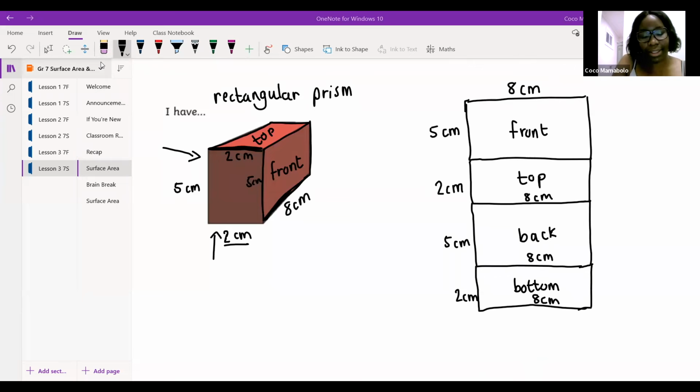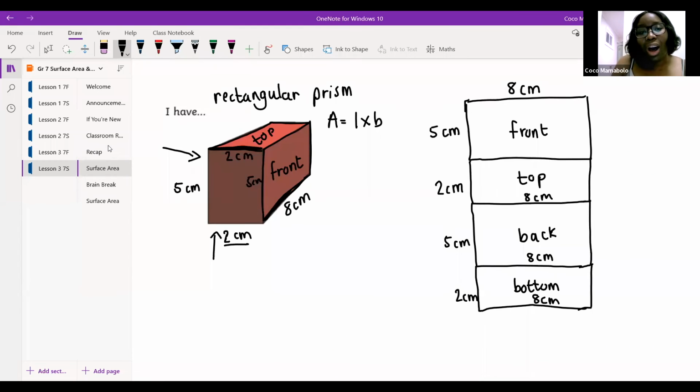Ma'am, I'm kind of confused on how we're calculating the surface area. Okay, so remember that the surface area is the total area of the sides of my 3D shape, right? Yes, ma'am. So if I'm going to calculate the area of this side, I need to know what the length is and what the breadth is, because what is the formula for area, Sanye? Length times breadth. Excellent, it's length times breadth. But because this is a 3D shape, I have to do each side separately. You get what I'm saying?